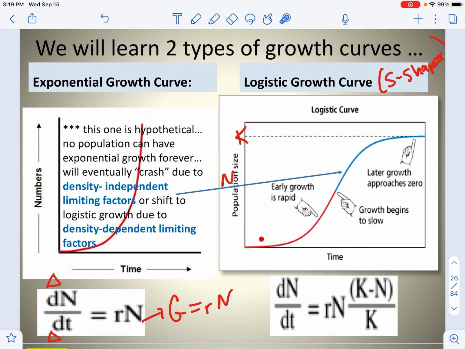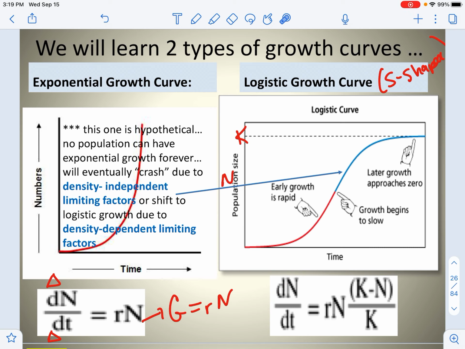This is more realistic of what happens in real ecosystems. There's always a limit. There are lots of things that determine this K: how much food, how much space, how many nesting sites there are, if it's a bird, etc.